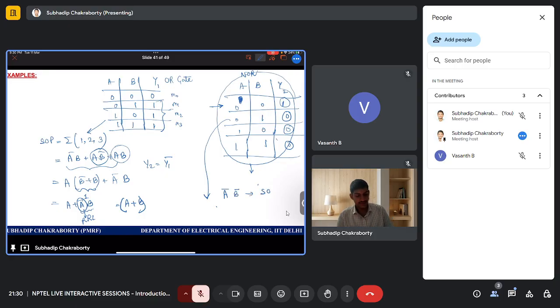This is sum of product form, min terms, right? So I take the one. So this is a bar b bar. Try to prove this is y2, right? Try to prove y2 is nothing but y1 complement. So y1 was a plus b, so a plus b whole complement. If you use De Morgan's theorem, you will get a bar dot b. So we are proving it correctly.